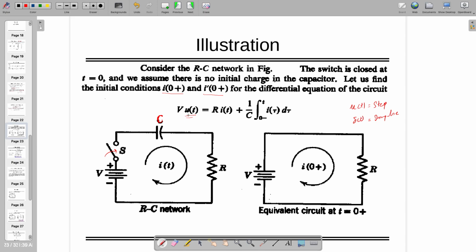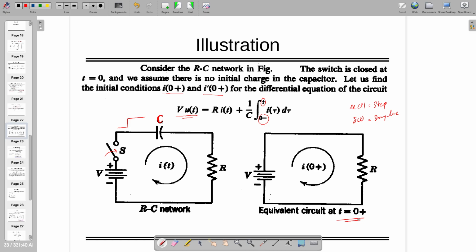So, V with u of t, he is talking about u of t because earlier the switch was off, so here 0 volt was available. When I switch it on, this voltage will rise, and it will look like a step response, right, or the step input to the capacitor's positive plate. That's why we are calling it V times u of t. V times u of t is equal to R times I of t. I am again applying mesh analysis, plus 1 by C times the integral going from 0 minus to t of I of tau d tau, right? Now what is happening at t equal to 0 plus?